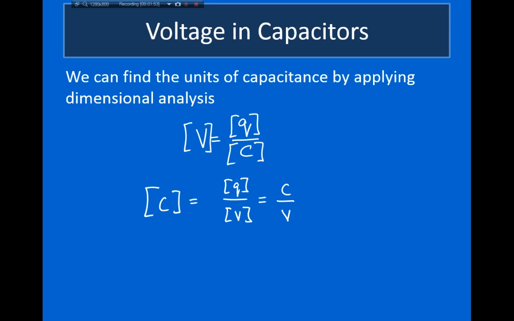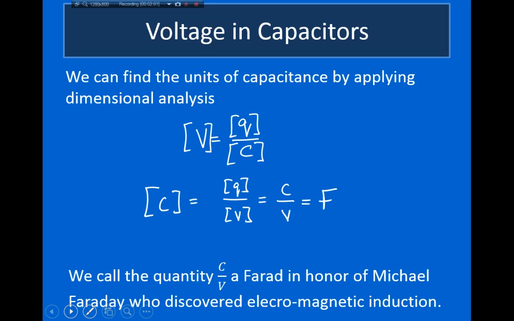And this quantity right here, a coulomb per volt, is called a Farad, which we usually denote with this letter F. And this is named after a famous physicist named Michael Faraday, who invented or discovered the concept of electromagnetic induction. And that's something we're going to talk about a little bit later in the year.